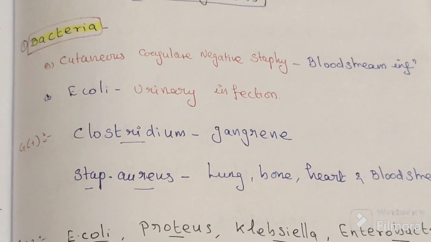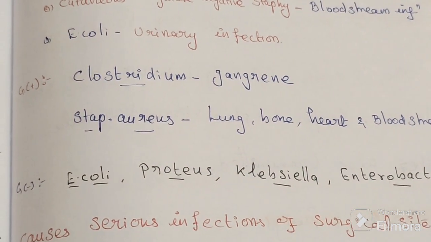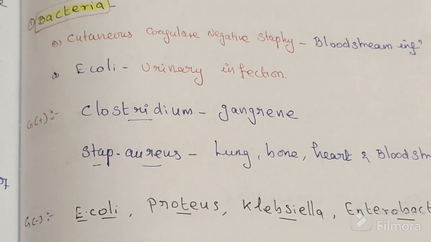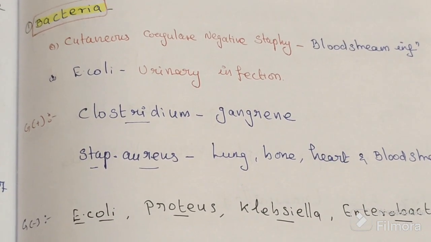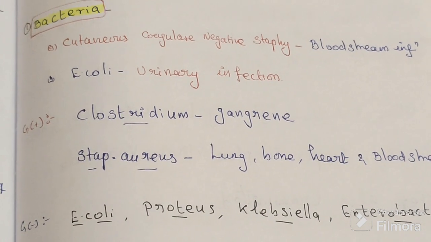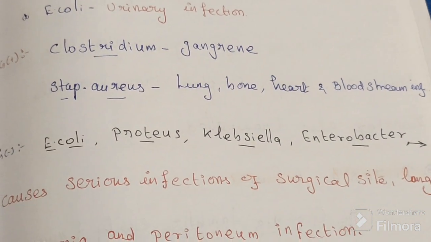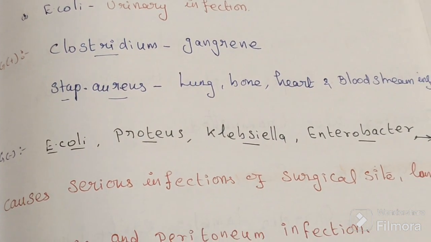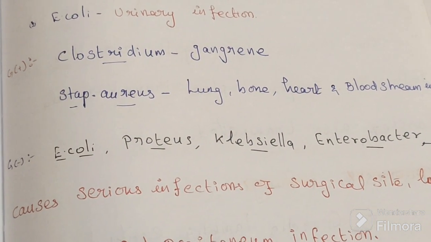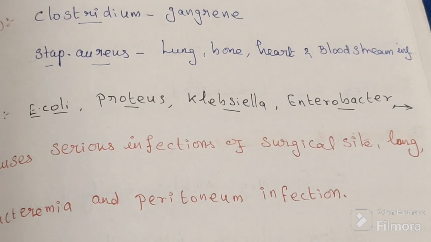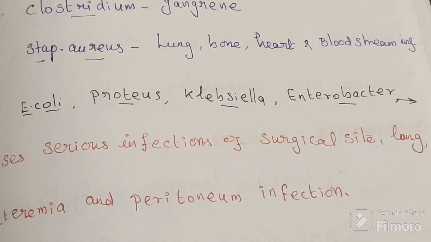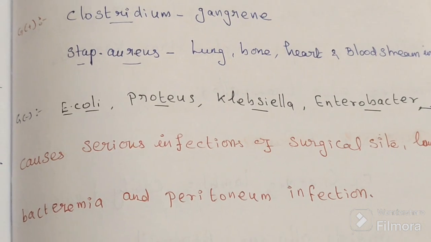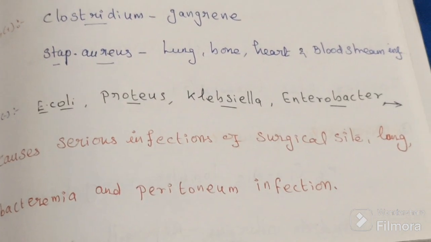Then gram-negative bacteria. Gram-negative bacteria like Enterobacteriaceae members, such as E. coli, Proteus, Klebsiella, and Enterobacter, cause serious infection of the surgical site, lungs, bacteremia, and peritoneum infection.